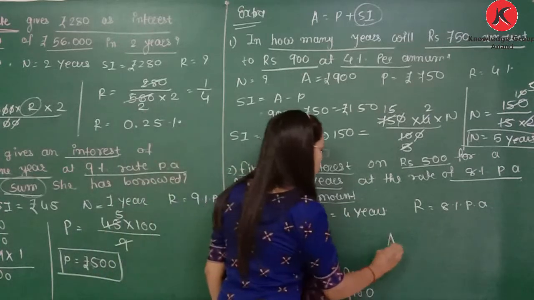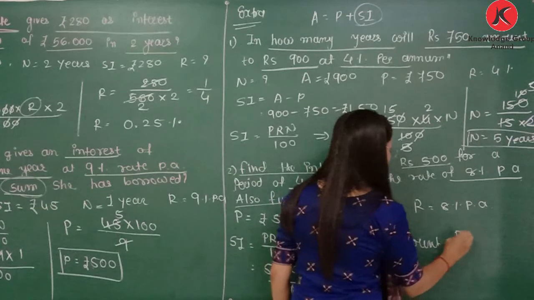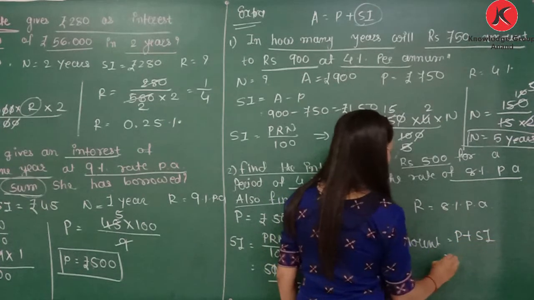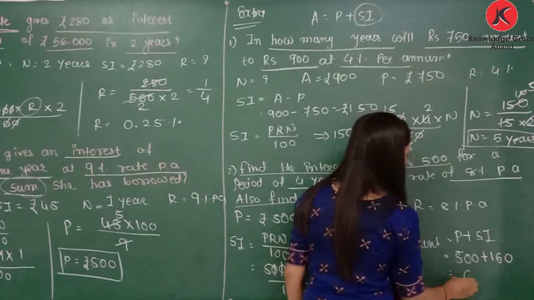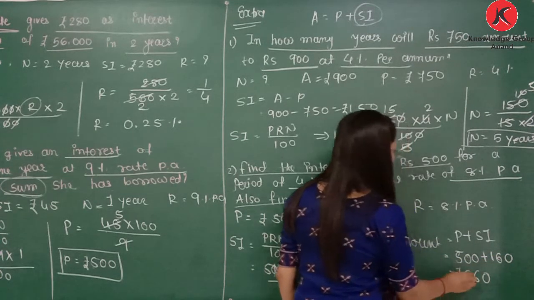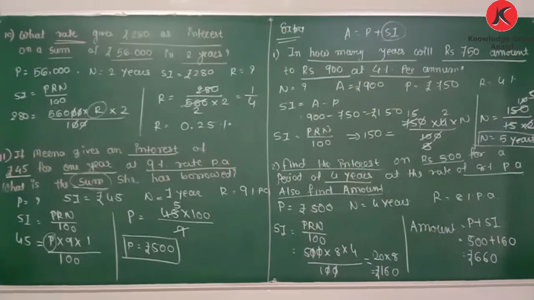Now amount is equal to P plus SI. So P is 500, SI is 160, so it is 660 rupees. That is amount after 4 years when rate of interest is 8%.